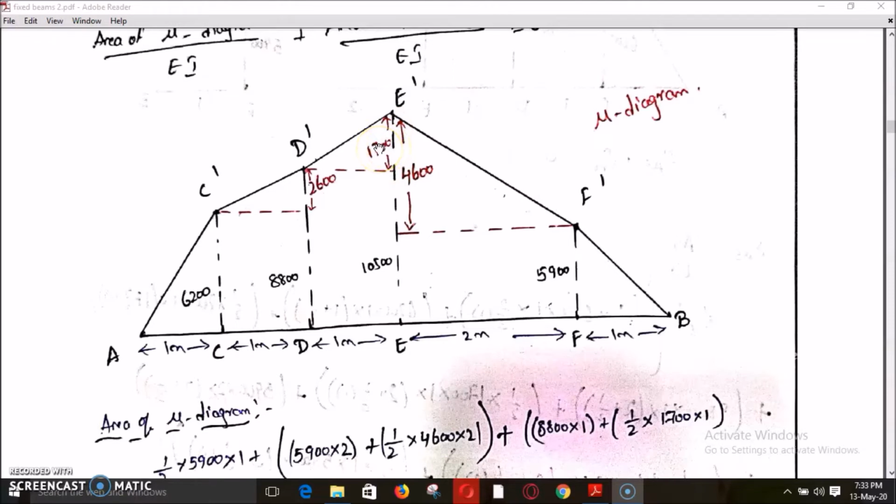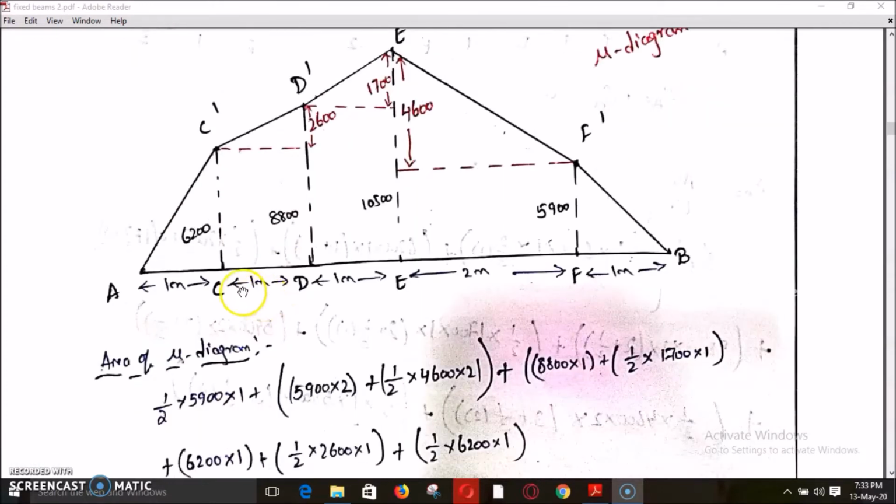So for making my calculations easier, I converted this irregular shape into triangles and rectangles. Now my area of the mu diagram, I am calculating from the right side of the section. For this triangle, it will be half base into height, that is half into 1 into 5900. Next, for this rectangular part the area is L into B, that is 5900 into 2. And for this triangular part, it will be half into 2 into 4600.